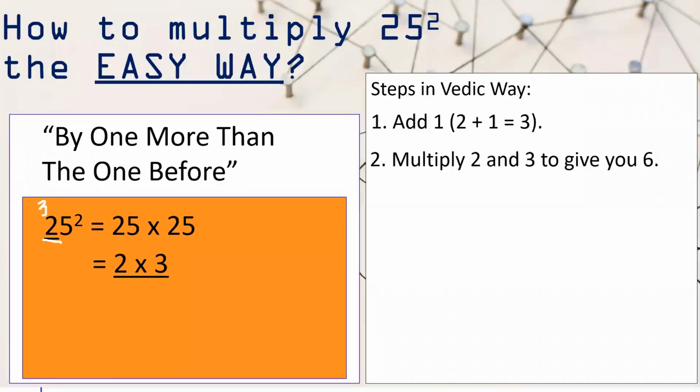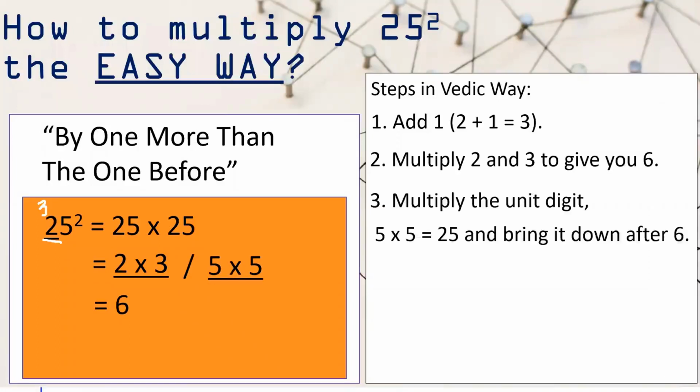Multiply the 2 and 3, that gives you 6. Then we multiply the ones digit, that is 5 times 5, and it gives you 25. Bring it down beside 6. So your answer is now 625.